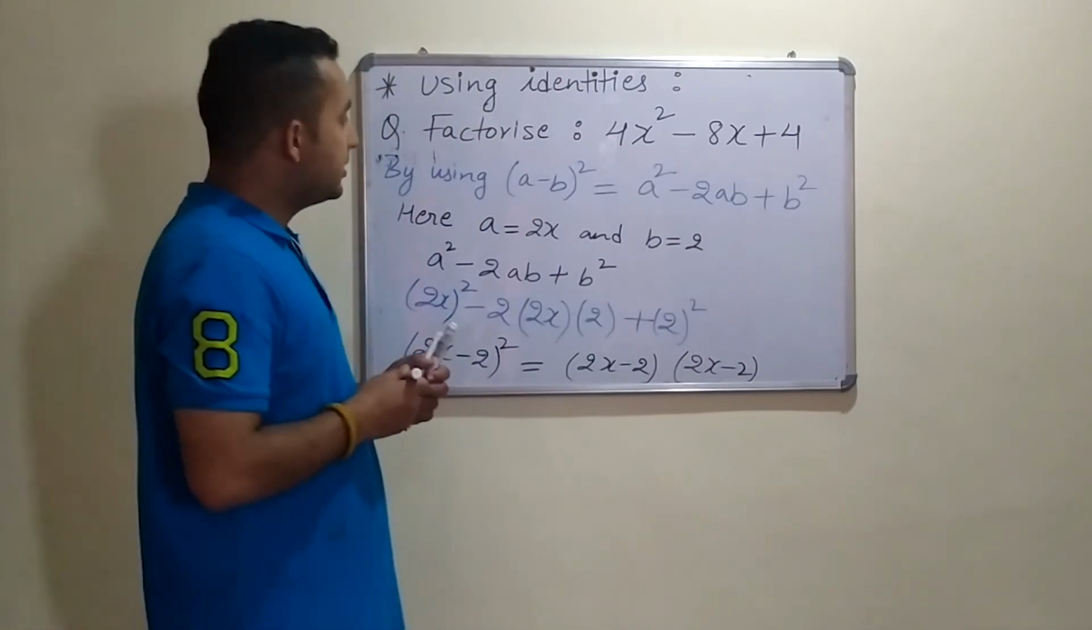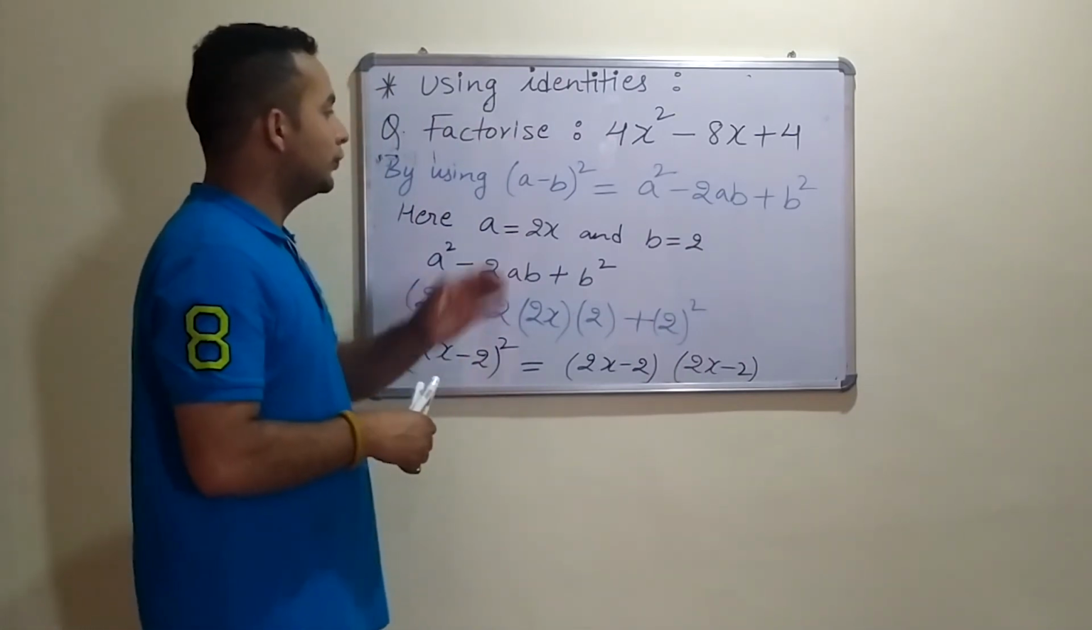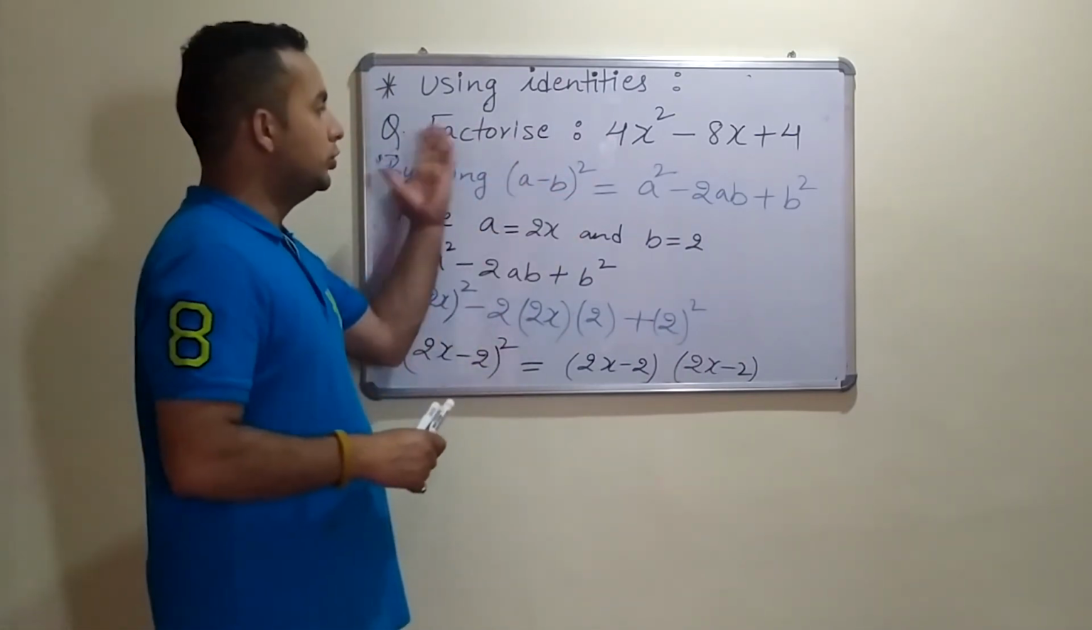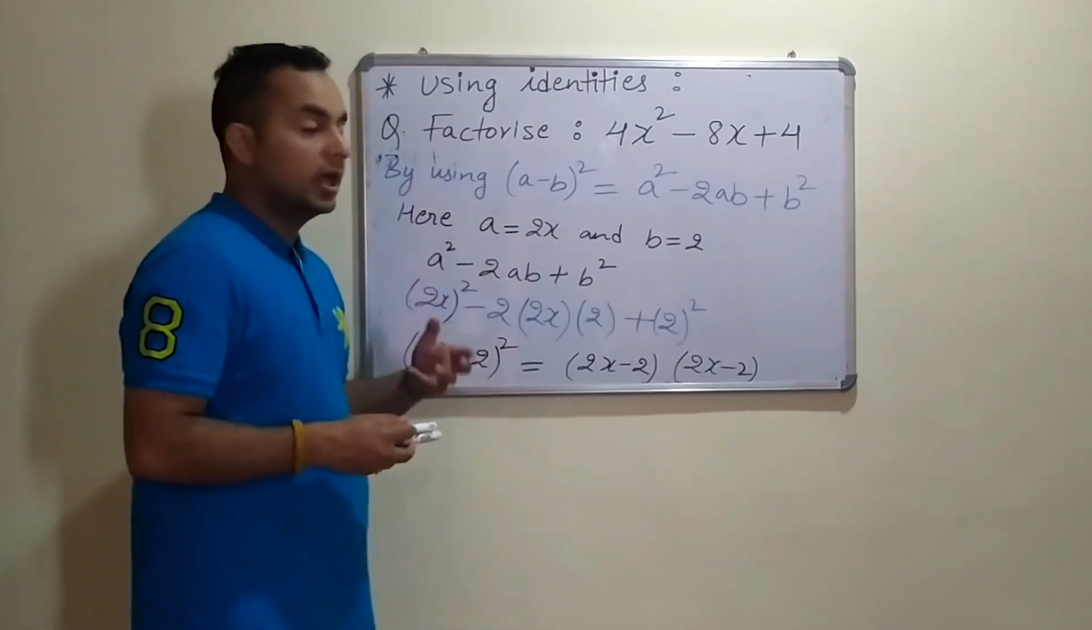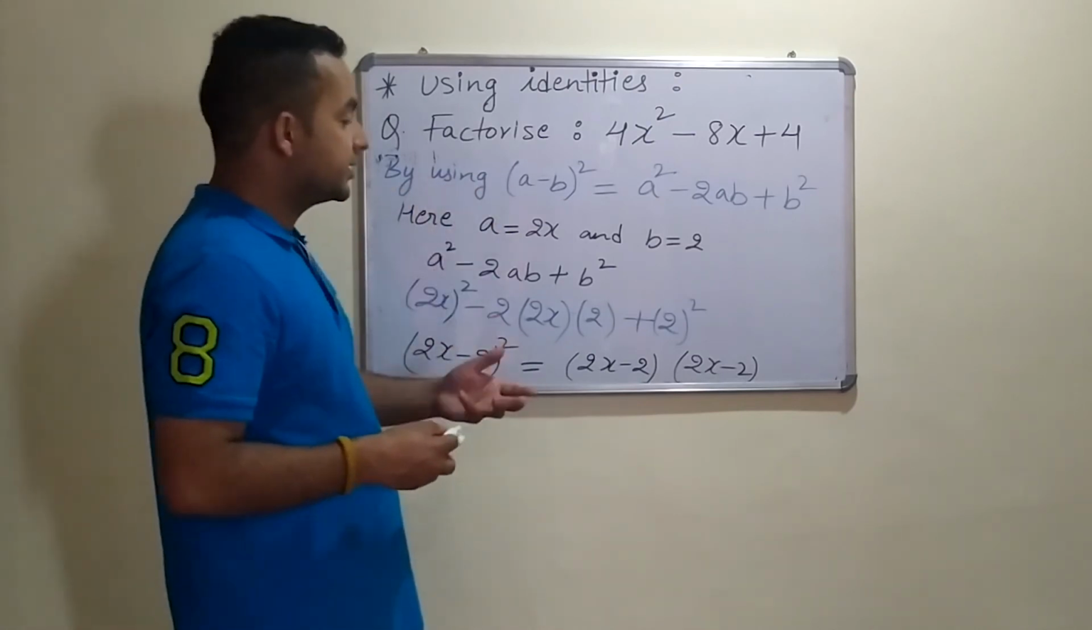Okay class, this is how we are going to factorize by using identities. Right? Any identity, any factorization.